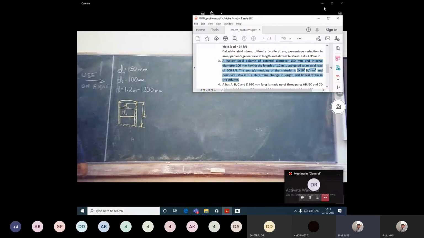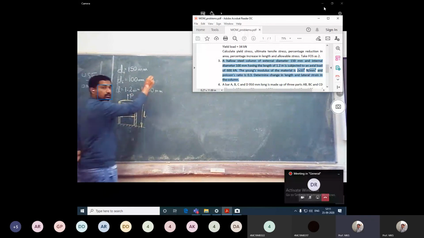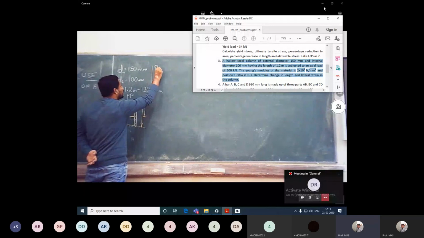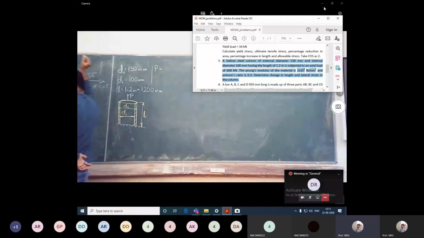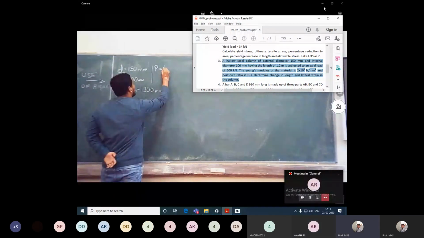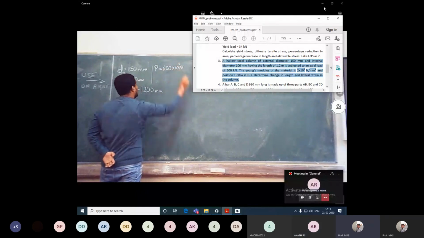Then it is subjected to an axial load of 600 kilonewton. So it is subjected to some axial load. So one side is fixed, then the load we have taken as P. We'll consider it as P only, axial load of P. P is equal to how much? The load is 600 kilonewton. That is 600 into 10 to the power of 3 newtons.